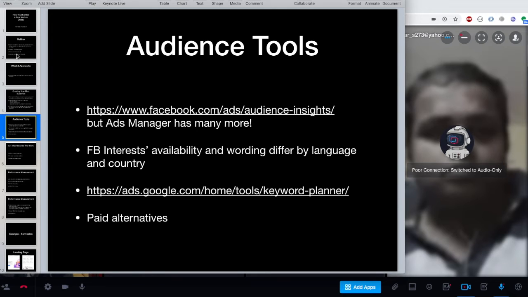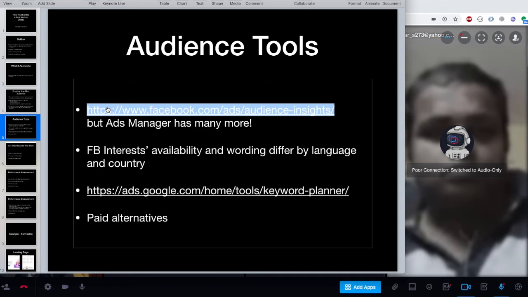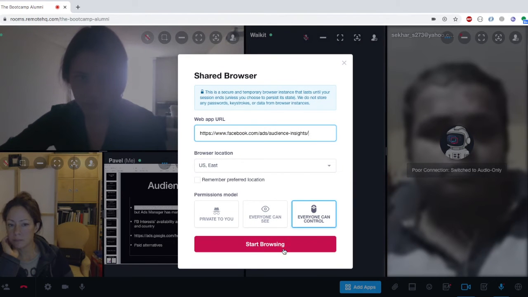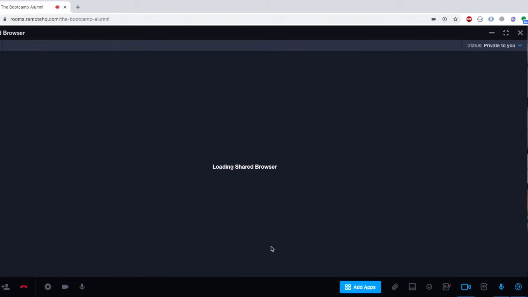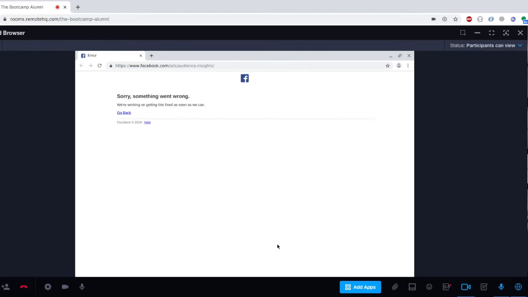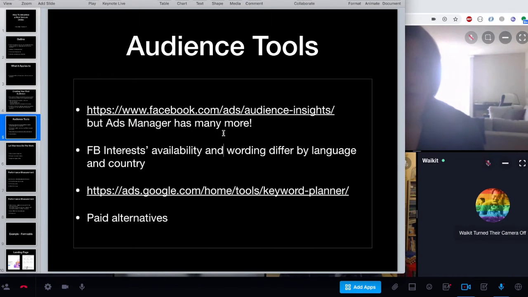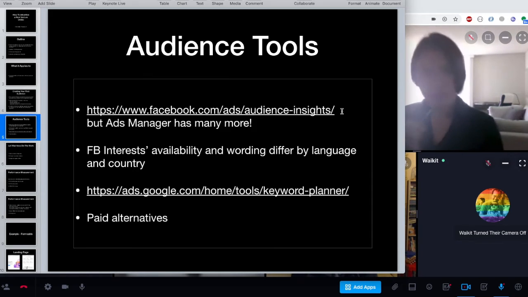Now, there are several tools available for that. So Facebook has a brilliant tool called Audience Insights, and it's really visual. So we could actually try to do the shared browser feature, I think. Okay, so it's broken. But anyway, this is a very visual way to understand the audience, and it gives the ability to define your audience by interests or by sex and by other metrics, and then just see what traits that audience has, and how it can be segmented further, or perhaps if there are any overlapping audiences.